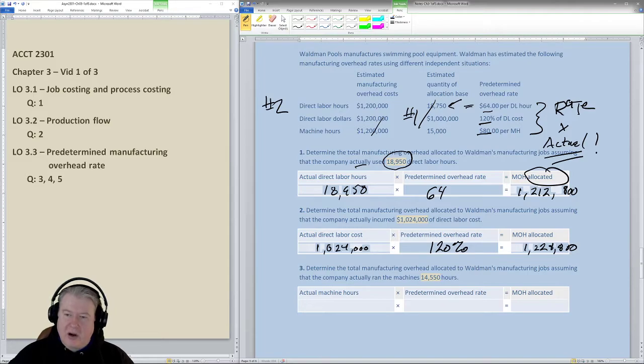and same down here. Our predetermined overhead rate here was $80. And our actual machine hours, don't go up there. This was our guess. Remember, this was our guess. This is what actually happened. And that comes out to.